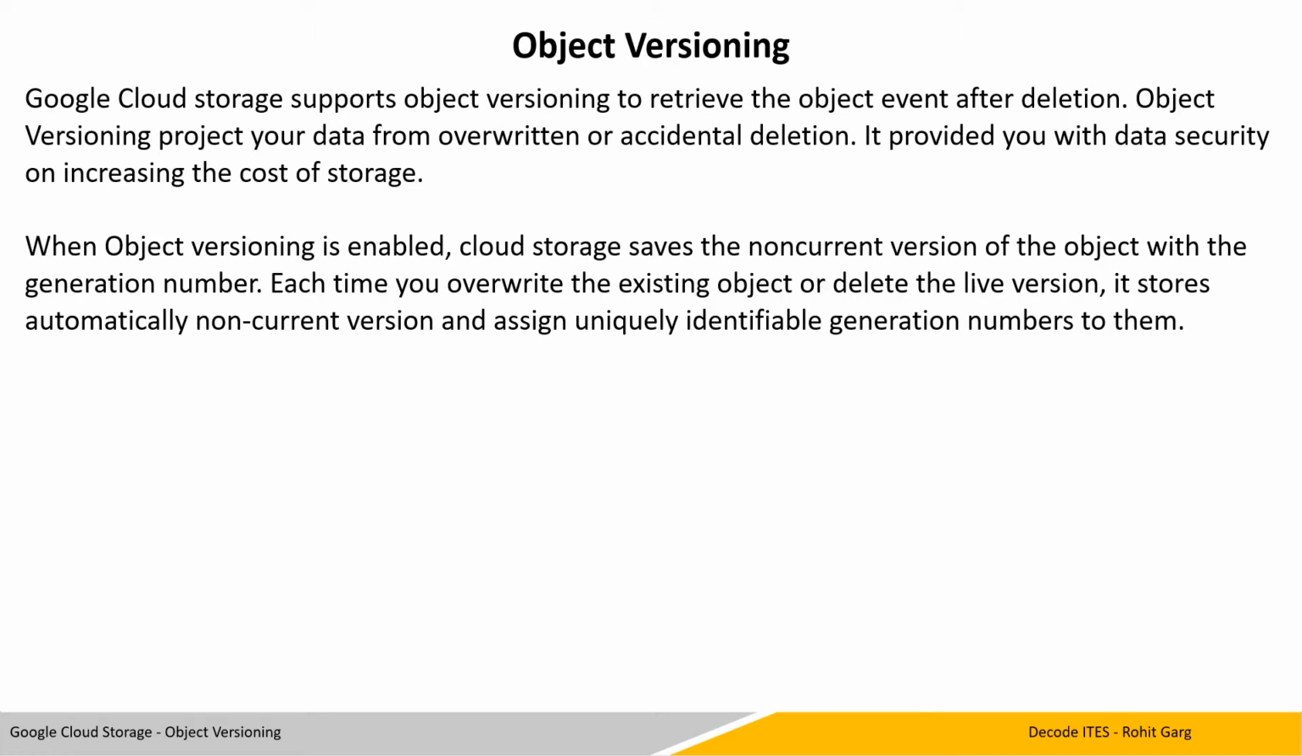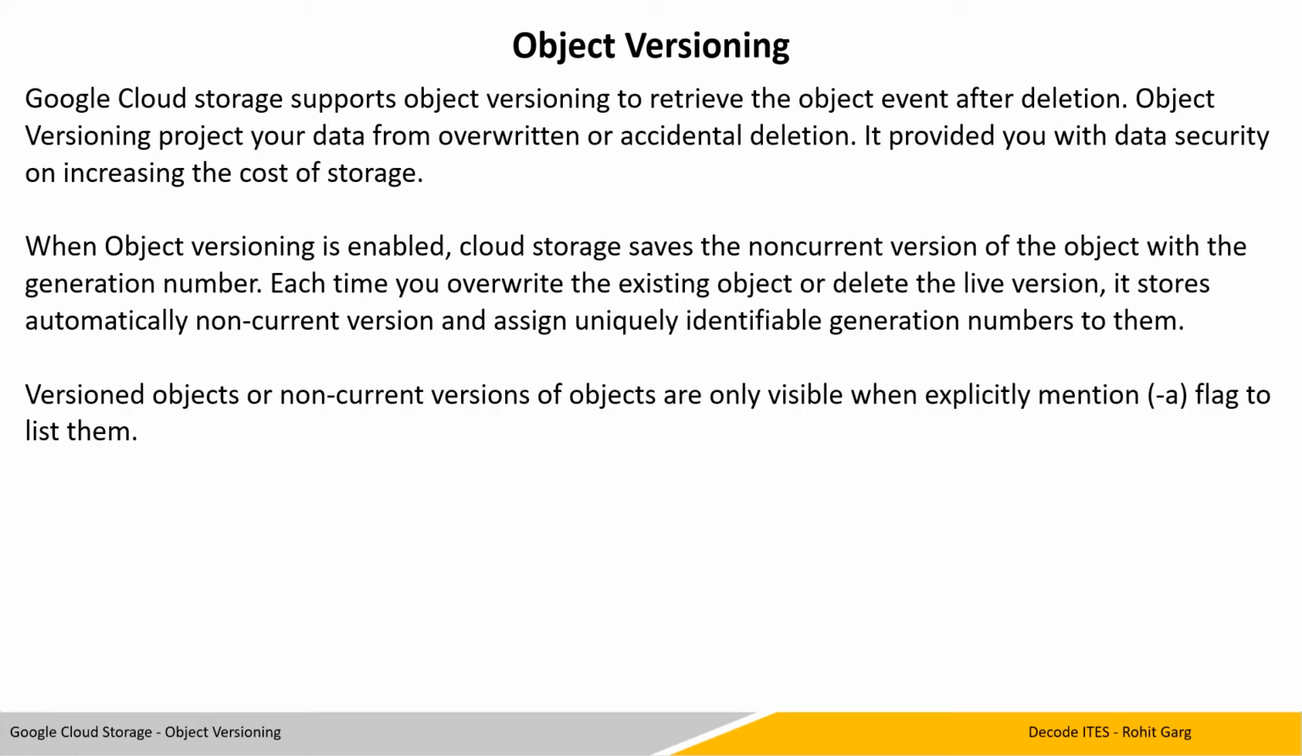When object versioning is enabled, Google Storage saves the non-current version of the object with a generation number. Each time you overwrite the existing object or delete the live version, it automatically stores a non-current version and assigns a uniquely identifiable generation number to it. These generation numbers are very useful when you want to recover a particular version or delete the old generation numbers from the storage.